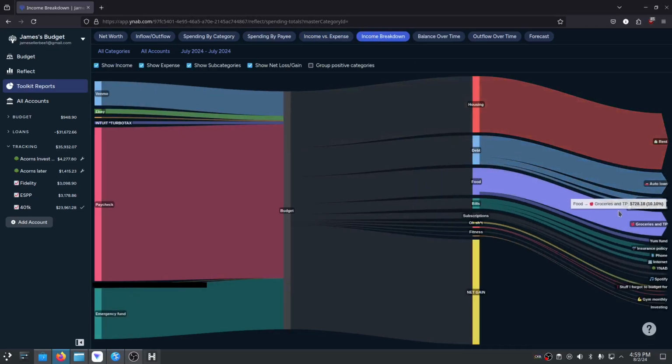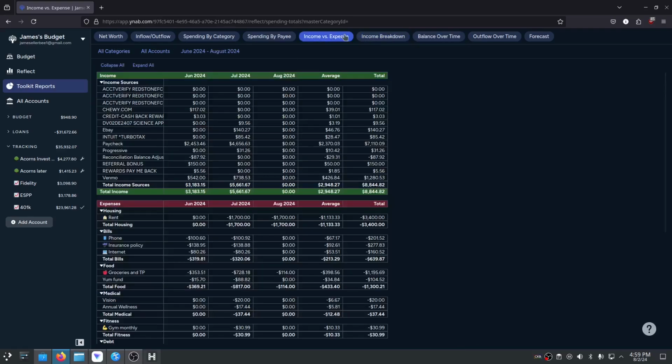And food is down to just 10%. So I've managed to mitigate 20% of what I used to spend on eating. So that's awesome.